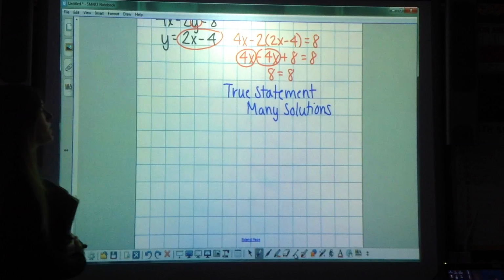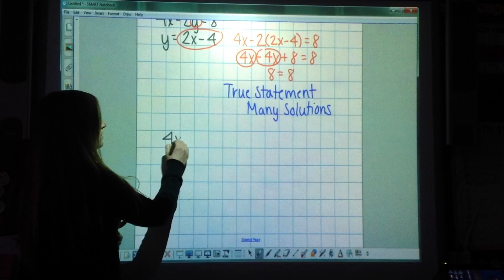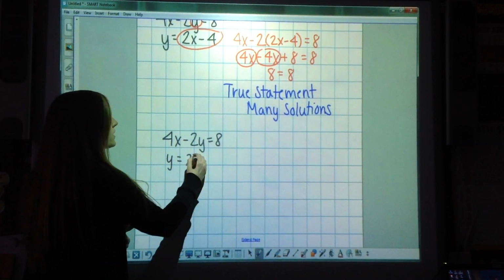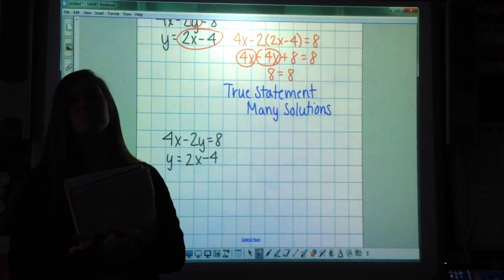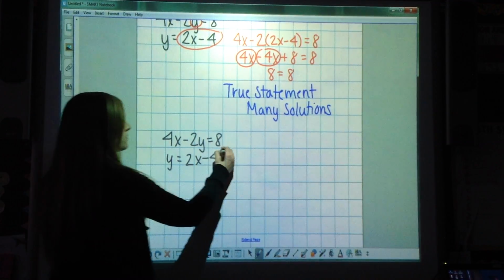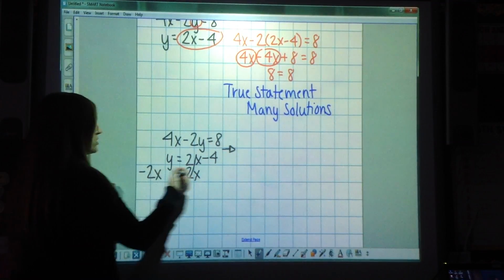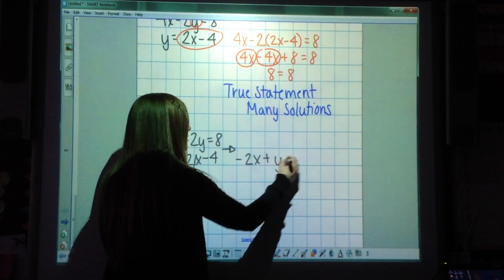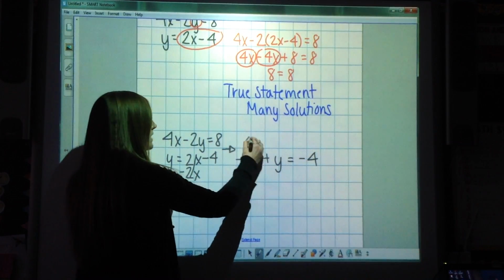Last one right here. We're going to use elimination. 4x minus 2y equals 8, and then y equals 2x minus 4. Before we can use elimination, both equations need to be in the same form. I'm going to change this bottom equation and put it into standard form. So I'm going to bring this 2x over to the other side. So it changes into negative 2x plus y equals negative 4. The top equation did not change.